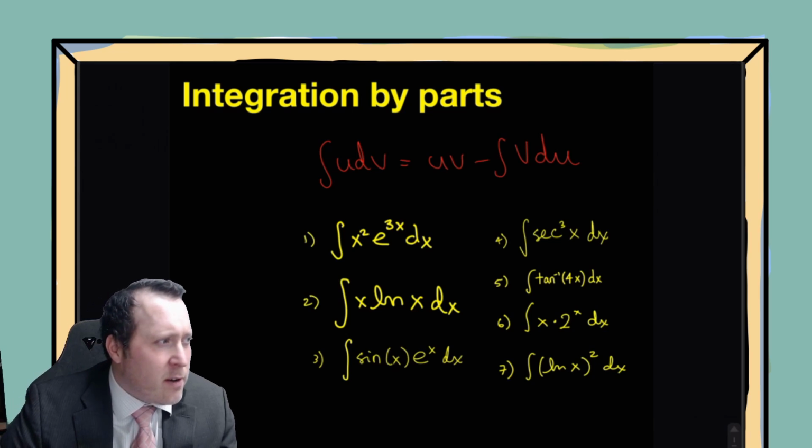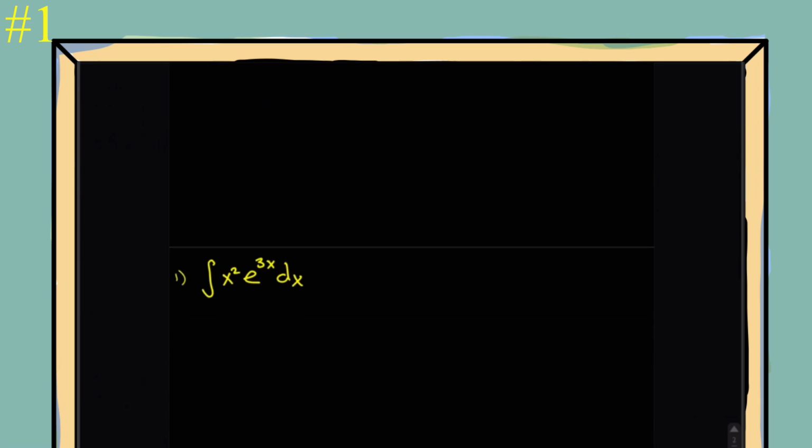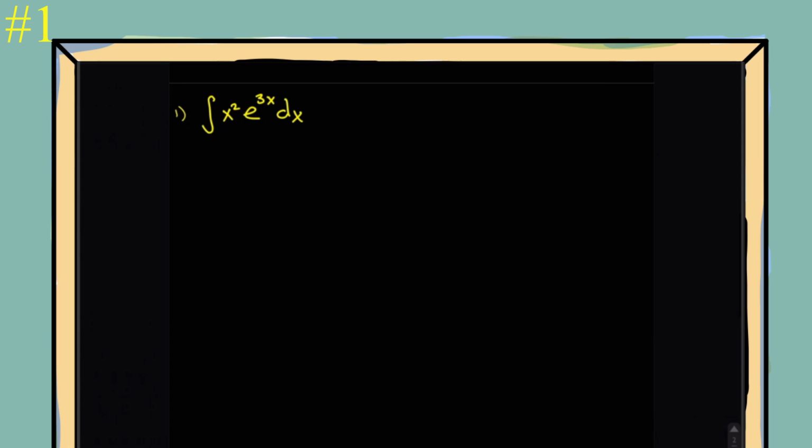So let's get started. For problem 1, our basic approach is going to be to try and whittle away this power of x. When you have a power of x, by parts can sometimes be used to reduce the power until it eventually drops off, and so that'll be our approach for number 1. For the first problem, we have the integral of x squared times e to the 3x dx.